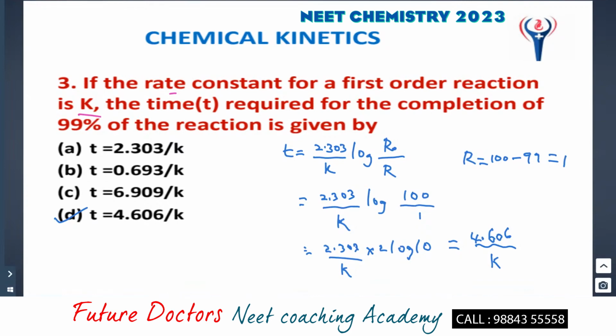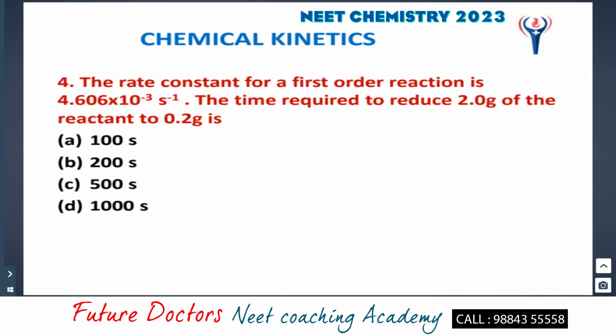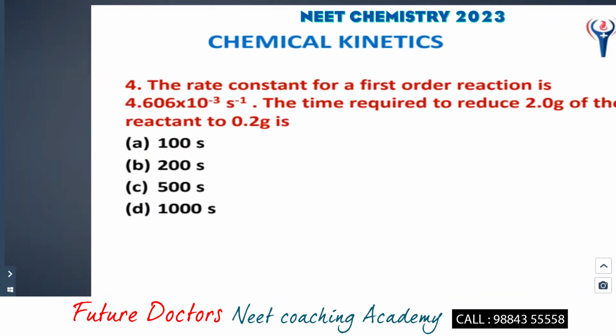Understood? Right. Next one. This is also based on first order reaction. The rate constant K for the first order reaction is given. As usual, we can write the first order reaction. What they're asking is to find T. So we can write T is equal to 2.303 by K log of R naught by R, as usual. Understood? Right. K, the rate constant, is given, isn't it? Right. So just substitute. I have given 3 sums continuously like this because first order reaction is very important.